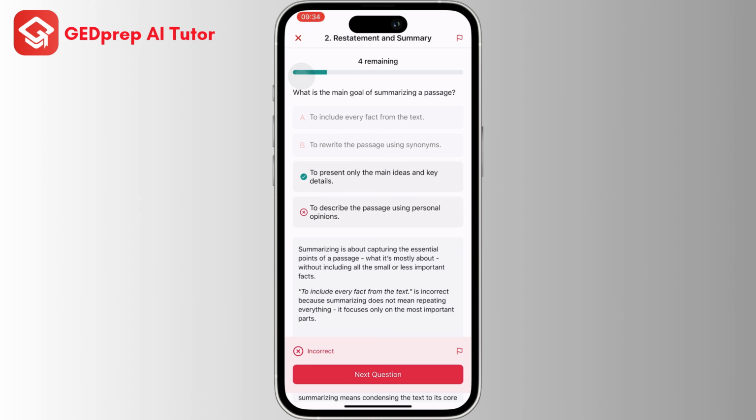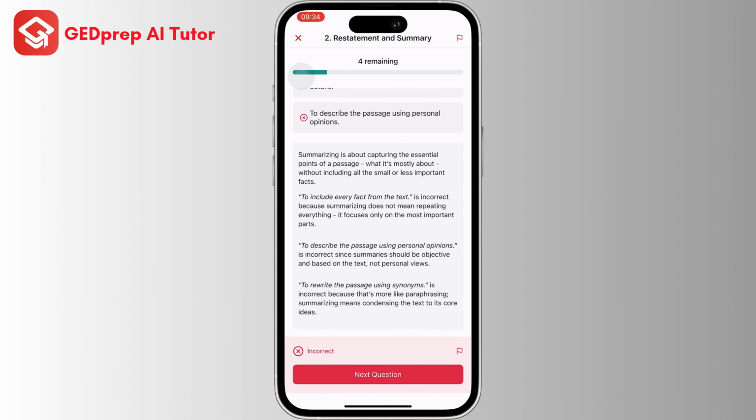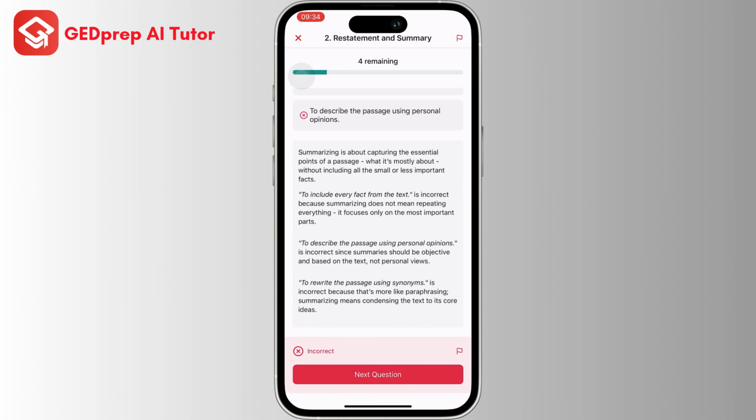The correct answer is to present only the main ideas and key details. Explanation. When you summarize a passage, your goal is to capture the essential points, what the passage is mostly about, without including every small detail. A summary gives a shorter version of the text that highlights only the main ideas and most important supporting details.